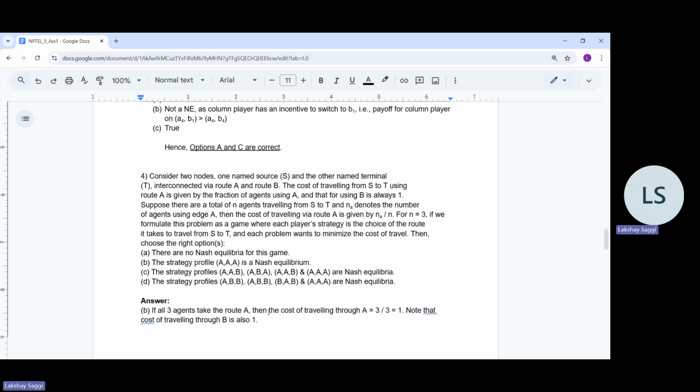So no individual agent has an incentive to switch to B. Let's consider the first agent. The agent's current cost is 1, and the agent wants to minimize the cost. If the first agent switches to route B, the cost still remains 1, because right now it's 1, and on switching to B it will also be 1. So the agent has no incentive to switch. Similarly, the second and third agents will also not switch. Hence, no agent has an incentive to switch to B.